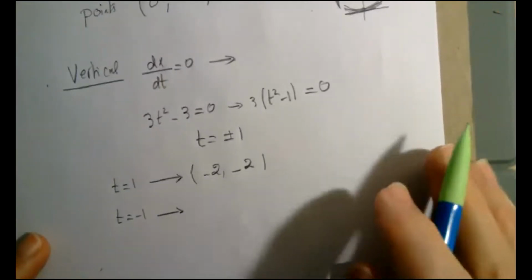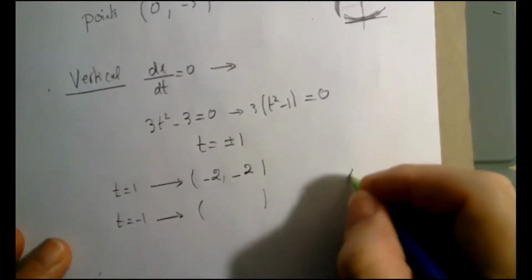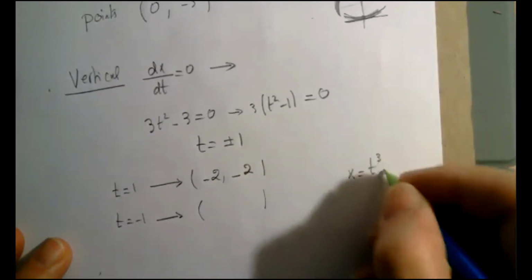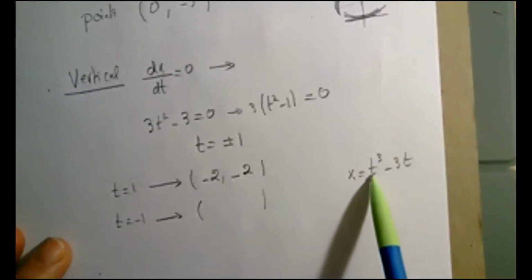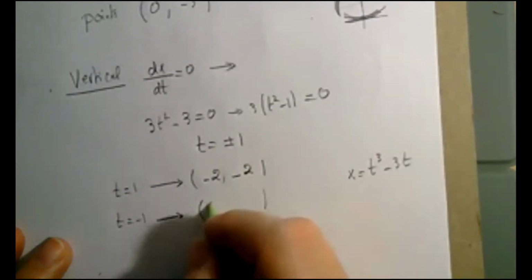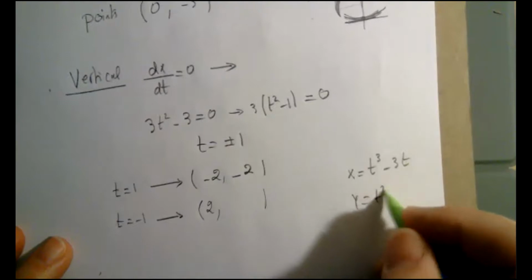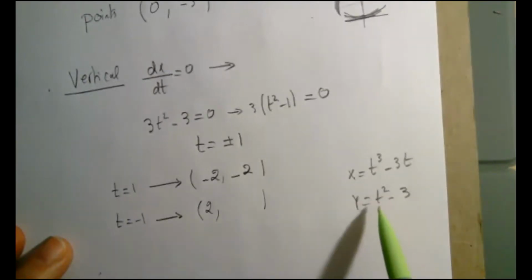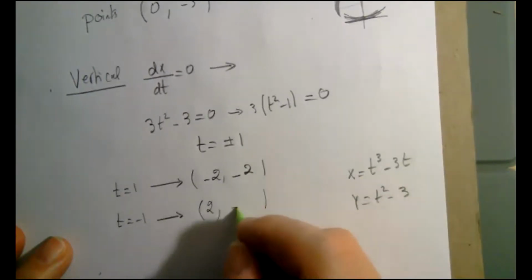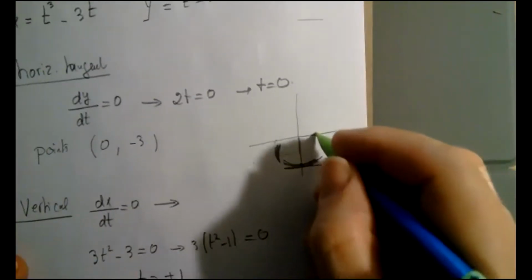Now, for t equal minus 1, what's the point? Okay, my x is t to the power 3 minus 3t. If I plug in minus 1 here, I will have minus 1 plus 3, which gives me a 2. And the y is t squared minus 3. It means at minus 1, I will have 1 minus 3, which is minus 2. So this tells me graphically that this is the point 2, minus 2. My graph will have to look like this at this point.